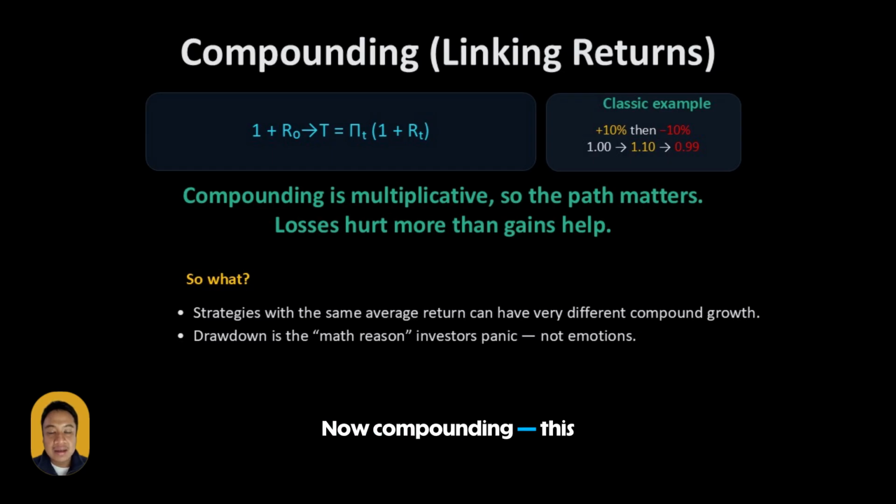Now compounding. This is where people think they understand but still make mistakes. When returns compound, wealth evolves like this. So over multiple periods, let's do the classic example because it teaches a life principle. Plus 10%, then minus 10%. Start with $1. After plus 10%, 1.10. After minus 10%, 0.99. You end at 0.99, which is negative 1% total, not zero.